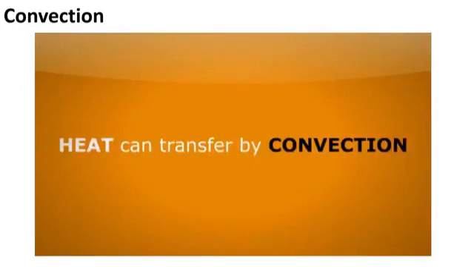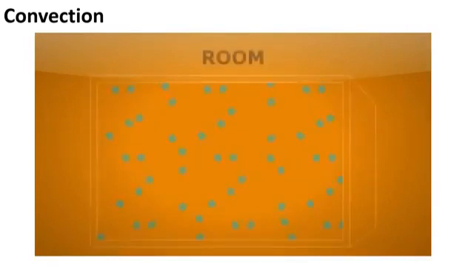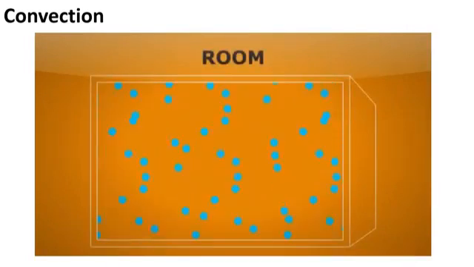Now we are moving towards another mode of heat transfer, which is convection. Heat can transfer through fluids fairly easily, and the way it does this is by convection. Convection occurs only in fluids. By fluid, we just mean a liquid or a gas, something that can flow. And the way it happens is always the same. So let's look at the gas particles in this room. They all have roughly the same energy, which we can see because they're all moving at about the same speed.